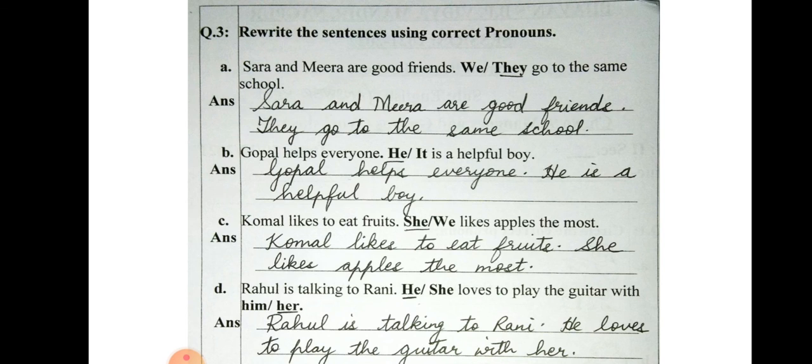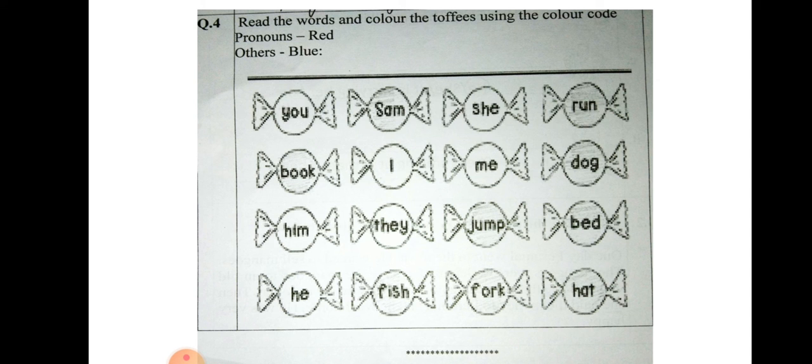ठीक है? And the last one, question 4 says, I have already explained you all the pronouns red color, beta. ठीक है? And other words with a blue color.